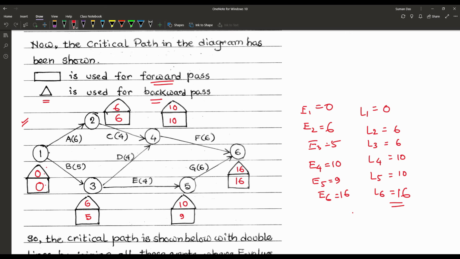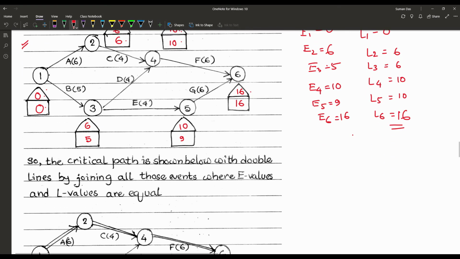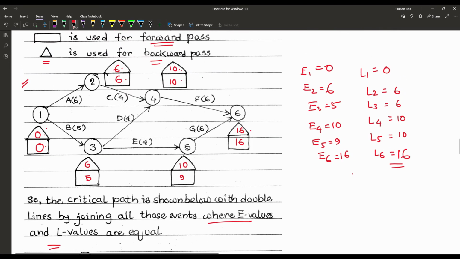So we may check here that in node 1 the L value and E value are both the same. In node 2 the L value and E value are both the same. In node 4 the L value and the E value are the same, and also in node 6. So that must be our critical path. That means the critical path is shown below with the double lines by joining all those events where the E values and the L values are equal.